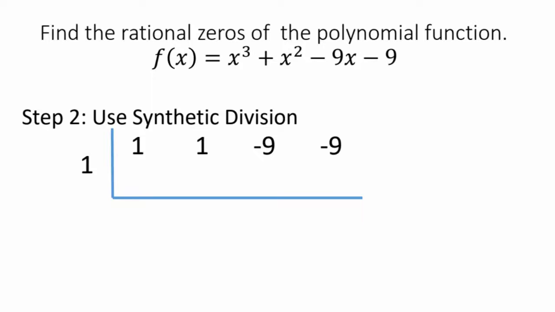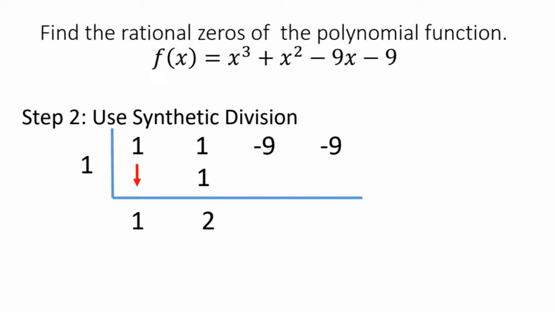Now, if I want to determine if any of these is a true zero, let's practice using synthetic division. So let's use synthetic division. Again, synthetic division will apply only the coefficients of the terms. So here we have 1, 1, -9, -9. And again, I'm testing the first value, x equals 1. Is 1 a zero of this polynomial? So let's go ahead and do the synthetic division.